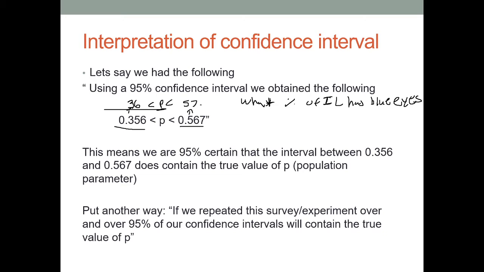So it's better to think of confidence intervals as saying it like we said here, that you're 95% sure that the actual percent of people in Illinois who have blue eyes is between 36 and 57%.